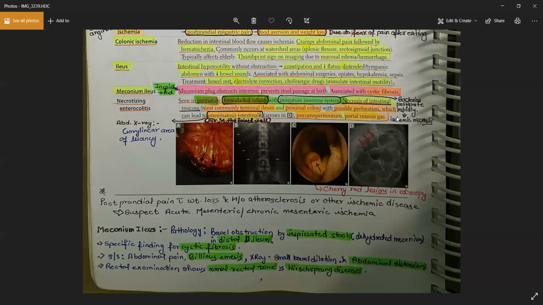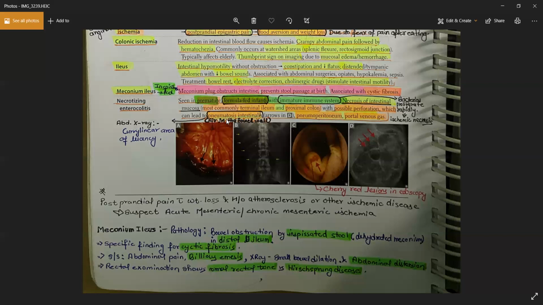And how will Step 1 tell you? They will tell you about curvilinear areas of lucency. As you can see there, the walls are very much differentiated from one another, and you can see the air-filled areas. So these are the curvilinear areas of lucency. This is the way Step 1 describes pneumatosis intestinalis, which is air in the bowel wall. Is that okay?